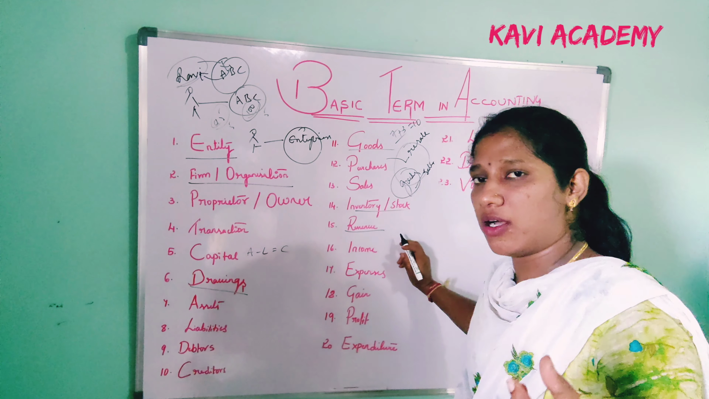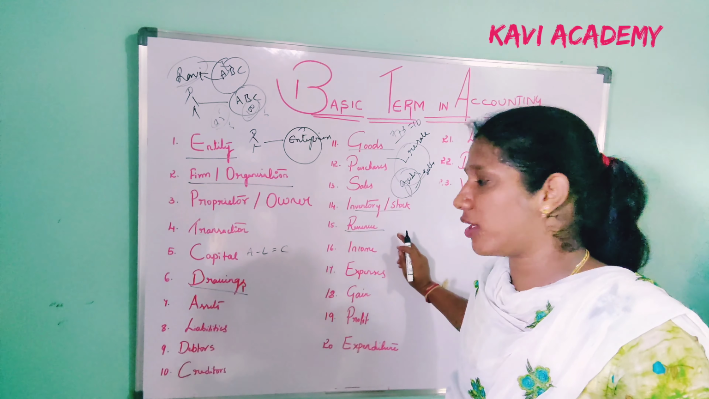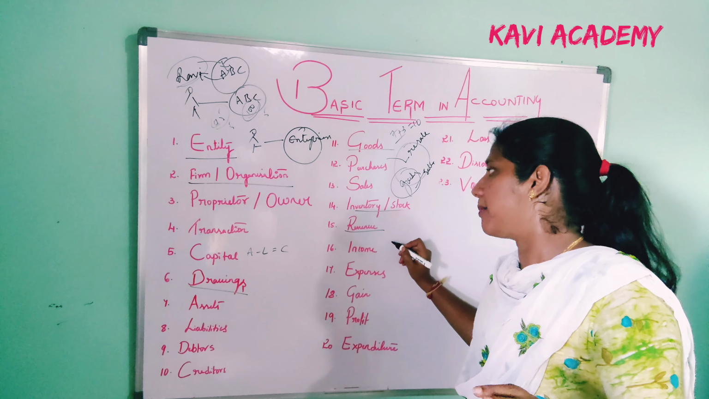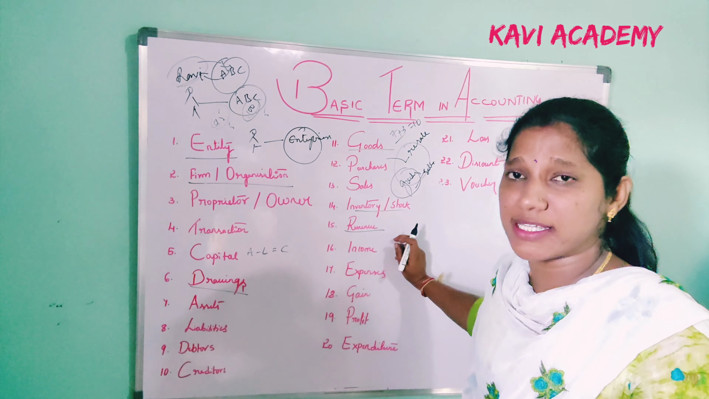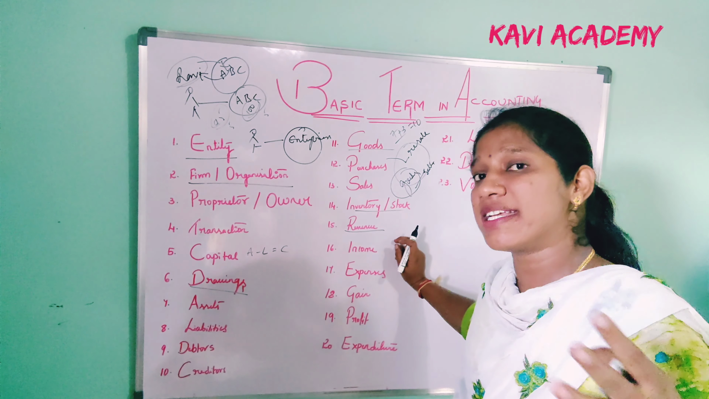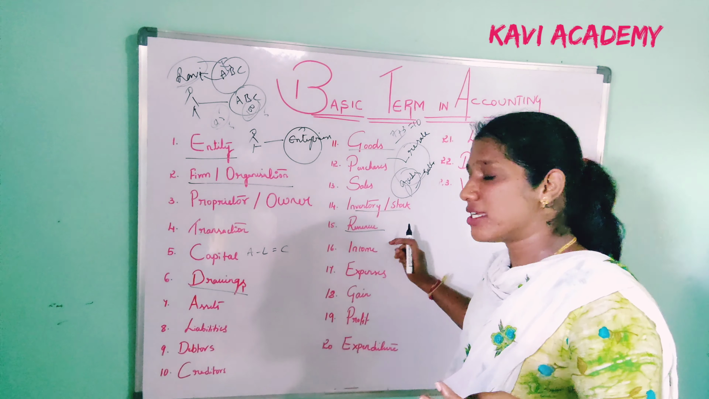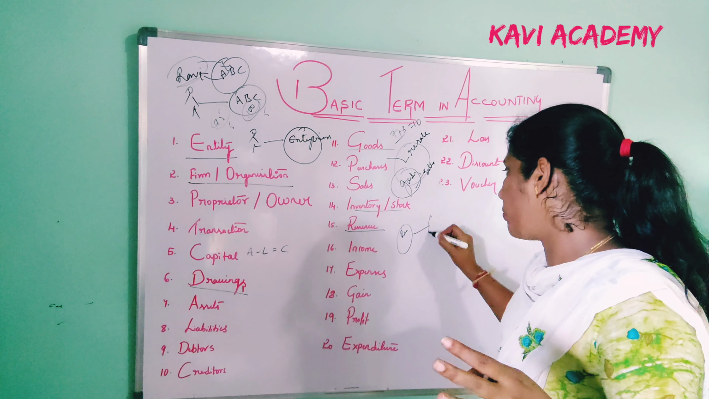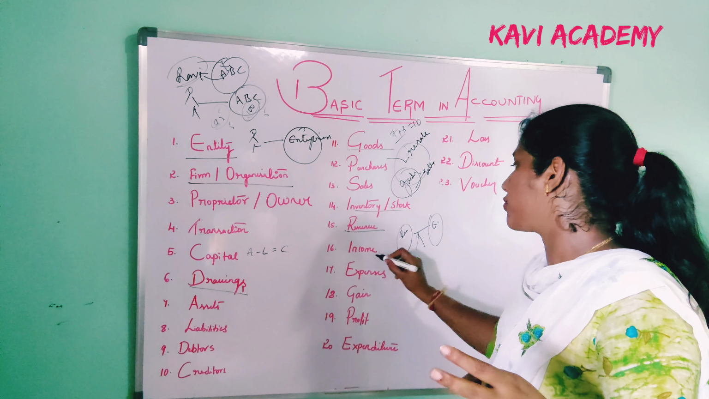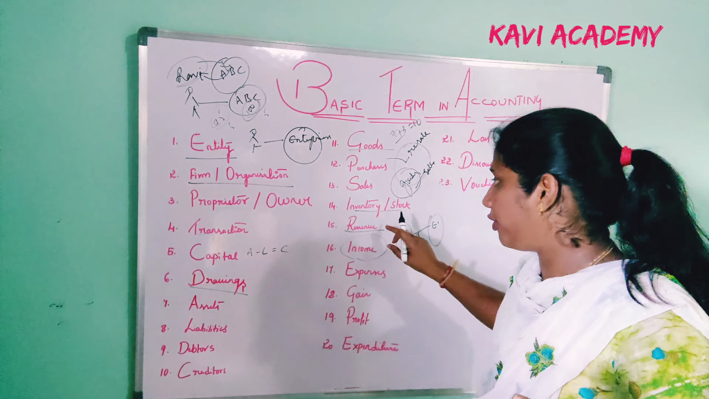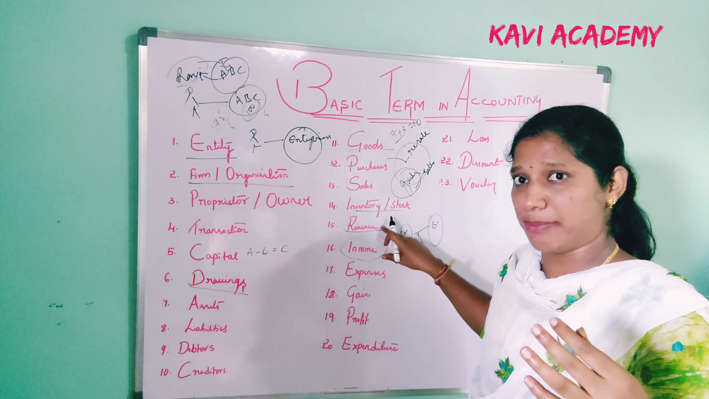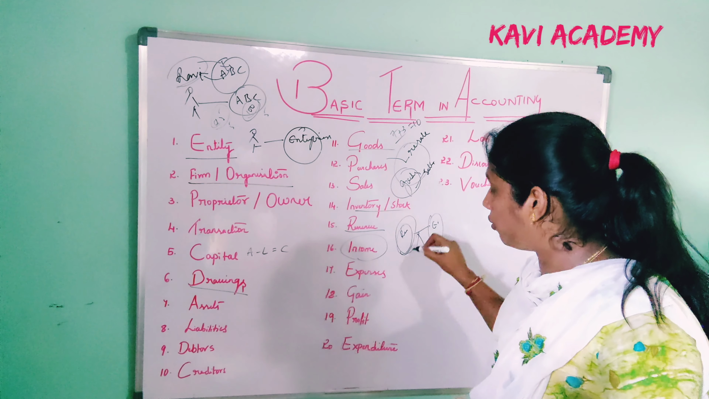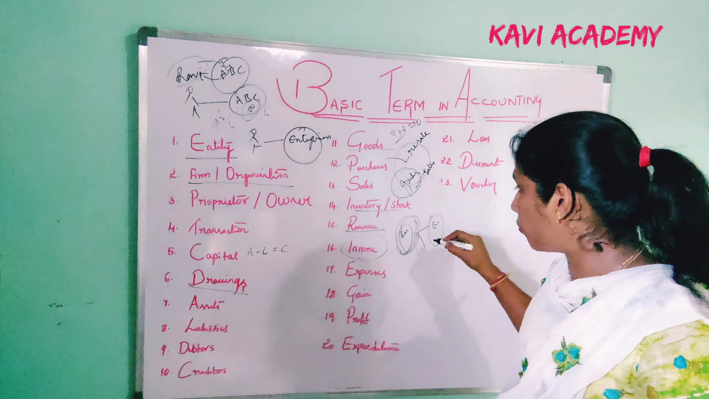Now come to income. Most people use revenue and income as the same, and they can mean the same, but strictly speaking, the meaning of revenue is different from the meaning of income. Income means your overall revenue minus your overall expenses. Revenue is the regular receiving of money, but income is the total of the receipts minus the total of the payments.